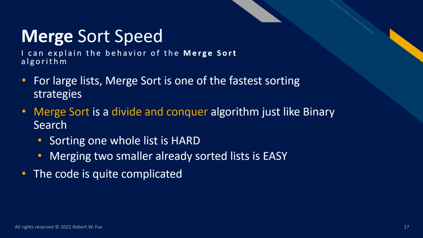For large lists, Mergesort is one of the fastest sorting strategies you can use. The reason it's fast is because it employs a divide and conquer strategy, just like binary search. And the whole point of divide and conquer is that we take a hard problem and we break it into smaller, easier problems. Insertion sort and selection sort tackle sorting a whole list, and that's a hard problem and it's slow. But merging two smaller already sorted arrays is very, very easy. And so Mergesort leverages that and it makes things go a lot faster.